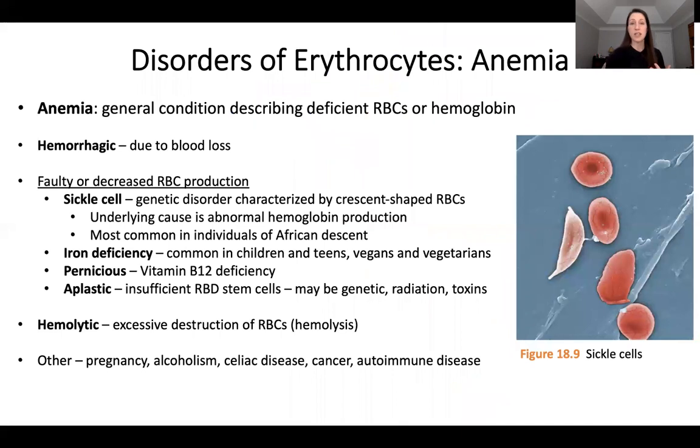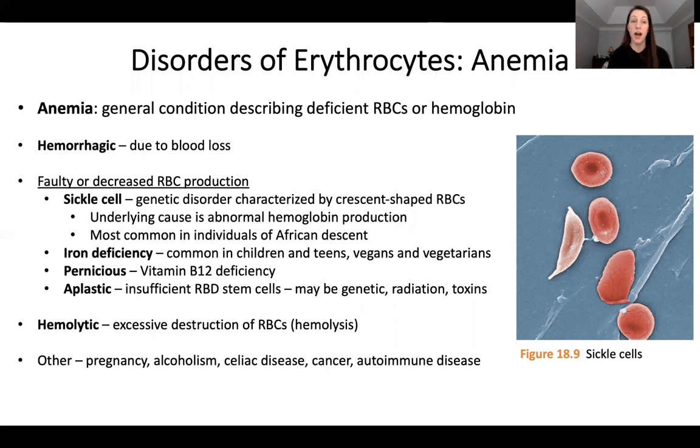And then to end this section, we're just going to touch on a few disorders of erythrocytes. There are so many different types of anemia that it gets its own slide. And even on this slide, it doesn't list all the different types of anemia that you can possibly encounter in patients. So the term anemia is just a generalized term that means you have deficient red blood cells or deficient hemoglobin. So there's something about your red blood cells that is not functioning properly.